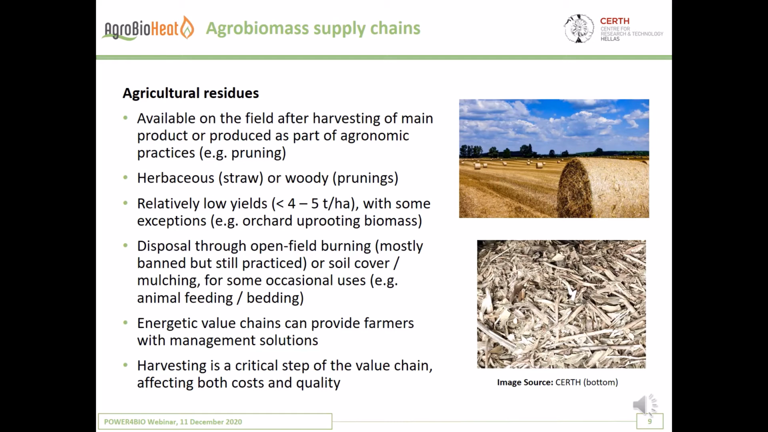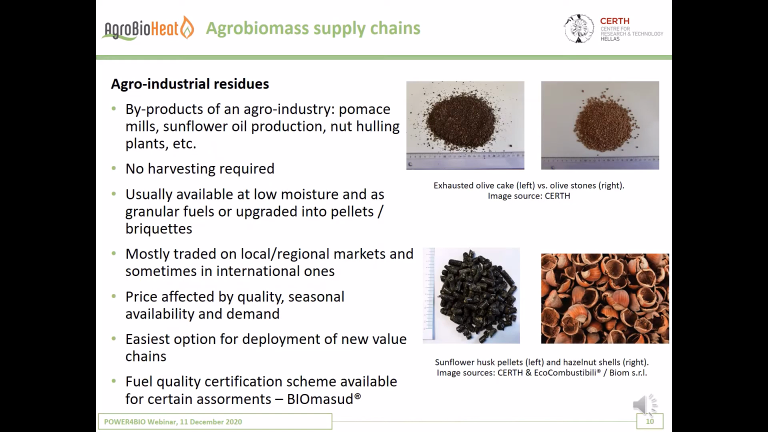The next category are the agro-industrial residues, and these are byproducts of an agro-industry: a pomace mill, for example, a sunflower oil production unit, nut hulling plants, and so on. For these residues to occur, you don't need any dedicated harvesting. The harvesting takes place at the field because of the main product. So you have them available at a single point easily enough.